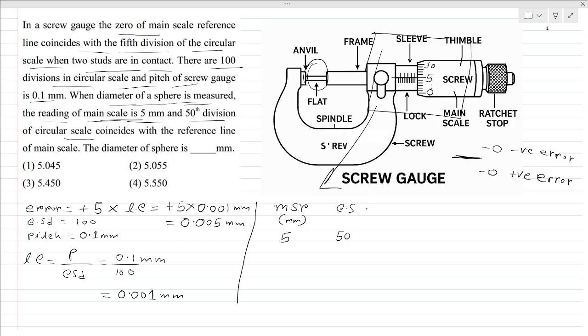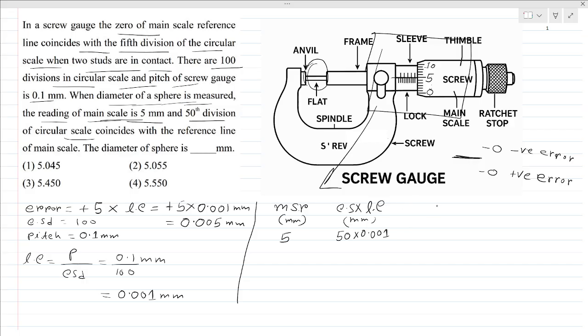As you know, to calculate the value, we need to multiply with the least count so that we get the value of the desired quantity. So the least count will be multiplied, and it will be in millimeter. So we multiply 50 with 0.001 millimeter that we got.